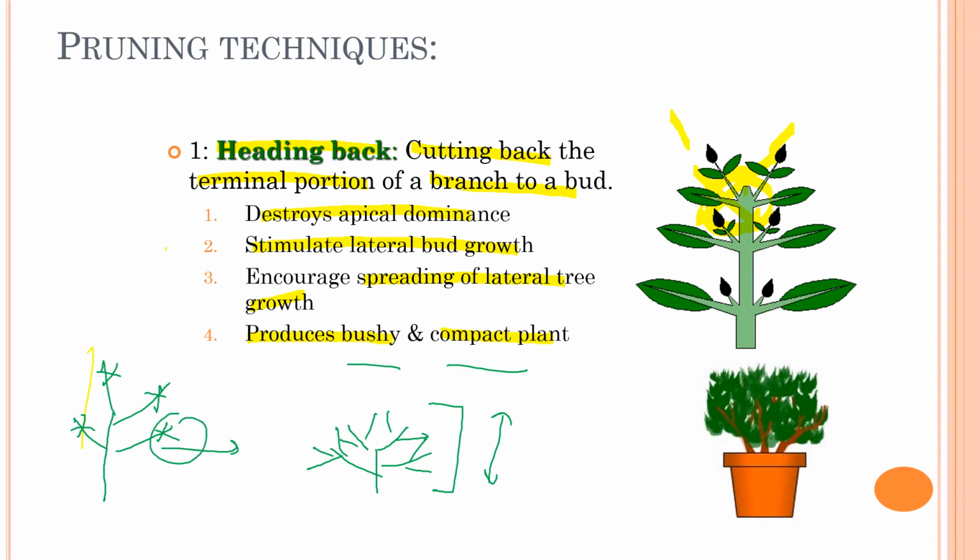So this destroyed apical dominance. As you know, apical dominance means the stem will go on and on and on if it's not cut. But when you cut it here, it's going to destroy that. That means it's going to allow the branches on the side to grow. That way you remove the apical dominance and allow the lateral bud growth. So this is what happens really when you have heading back.